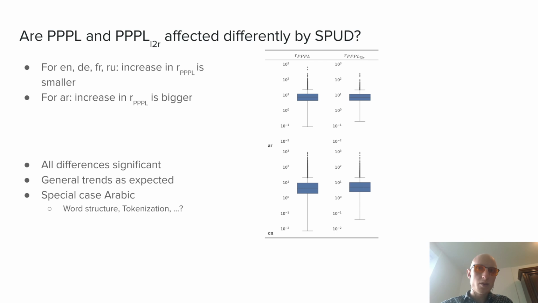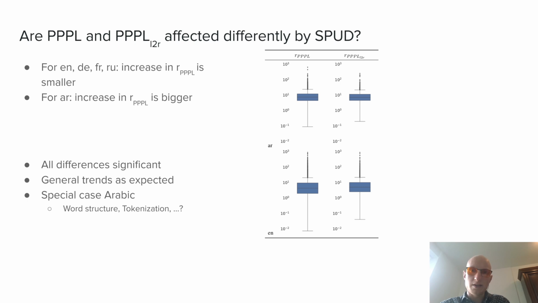Finally, we test whether the two versions of pseudo-perplexity are affected differently by SPUD. We see that for English, German, French, and Russian, the increase in pseudo-perplexity is smaller. Only for Arabic, the increase in pseudo-perplexity is larger than for the subword version. This means that for 4 out of the 5 languages, the left-to-right pseudo-perplexity is more aligned with autoregressive scores. All the differences are significant and generally as expected.